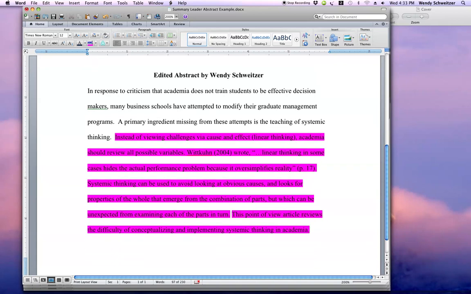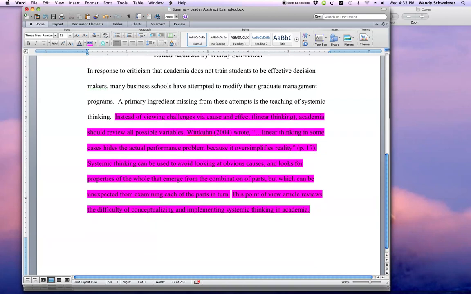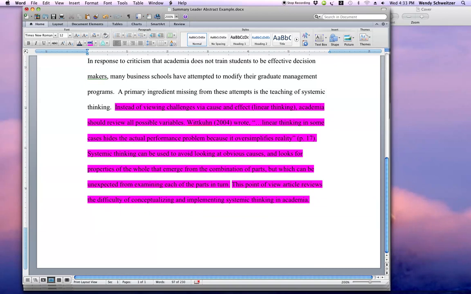I added a reference. What Kuhn wrote, linear thinking in some cases hides the actual performance problem because it oversimplifies reality. I added, instead of viewing challenges via cause and effect, academia should review all possible variables. And then I defined systemic thinking in my own words, because I think it's important to let the reader know what systemic thinking is. And this is systemic thinking according to what I thought it was.